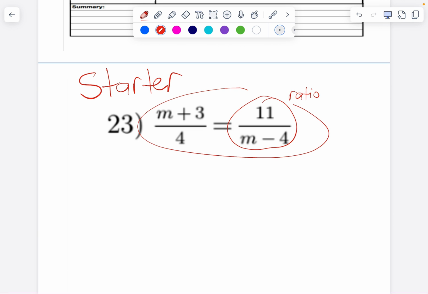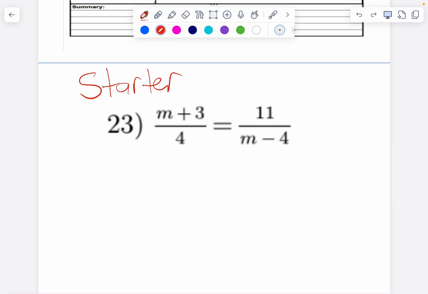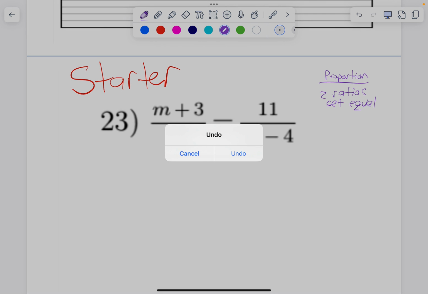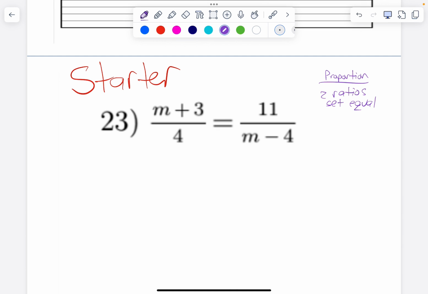Yeah, the whole thing, I don't know how to show that. Anyway, the whole thing is a proportion. So two ratios set equal, that's a proportion. So what's it called? Yes, a ratio pair.